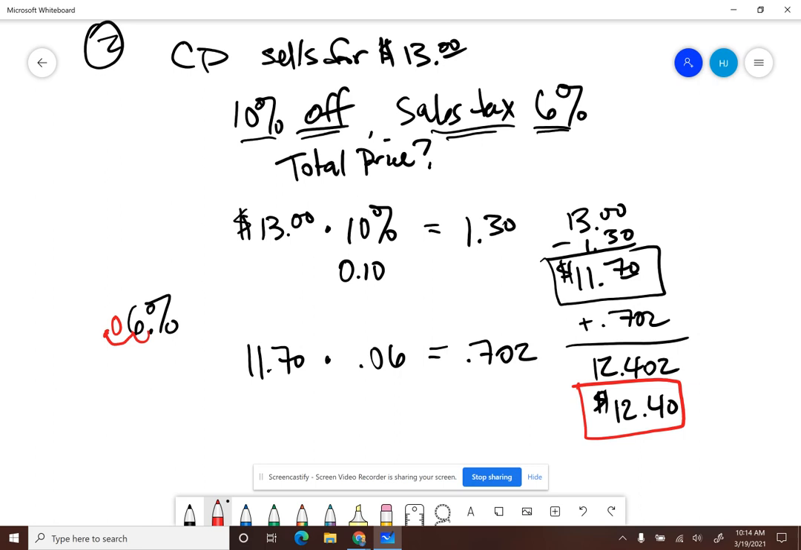So you've got to think about, if it says 10% off, then I've got to think about that being a discount. If it is talking about sales tax or something that's going to be added, then I've got to add that back to my price, okay? So a little bit more detailed on those.